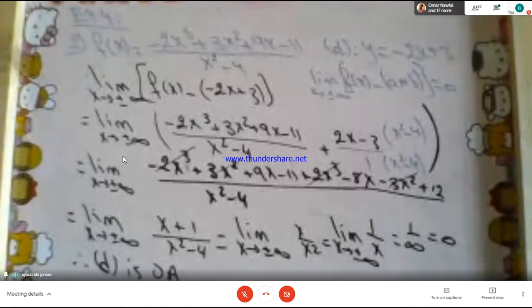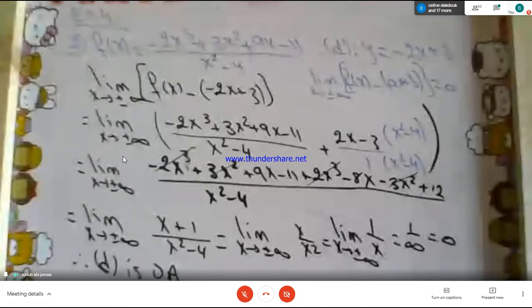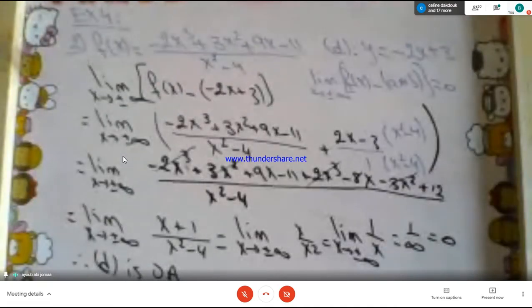To answer your question from yesterday, do I find the limit as x approaches positive infinity or negative infinity? I told you both will give you the same answer, because here we have a rational function. In case you have an oblique asymptote for a rational function, both limits will be equal, will be 0. You don't have to find each one separately.